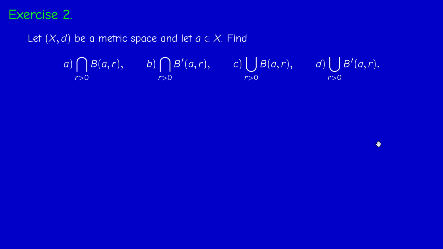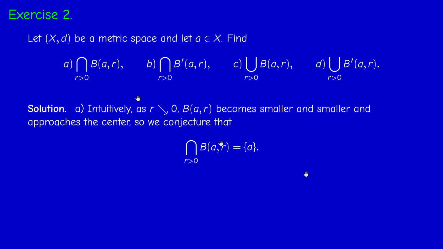Exercise 2, we have to find the intersection of all balls with the same center and the union of all balls with the same center, closed and open. Here it's good to start by drawing a picture. So here we have a decreasing collection of balls, and you see that when the radius becomes smaller and smaller, the ball shrinks to the center. So we conjecture that the intersection is equal to the center.